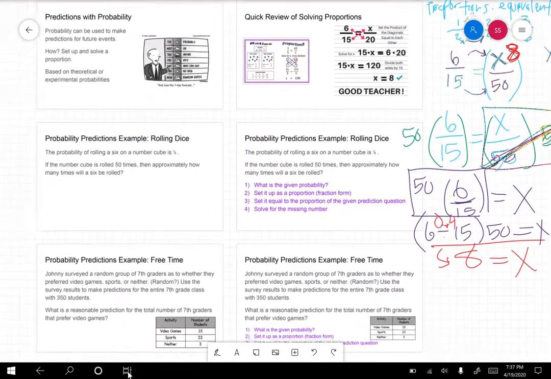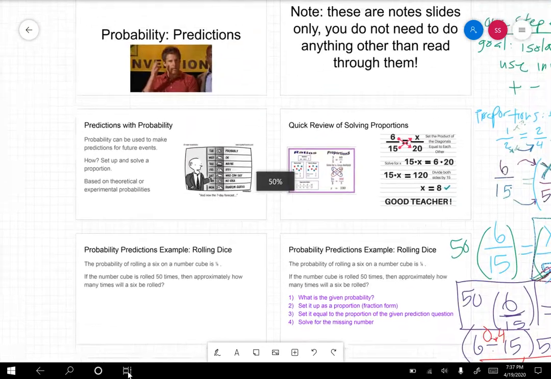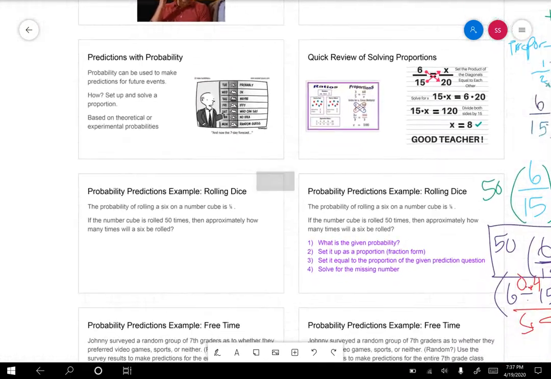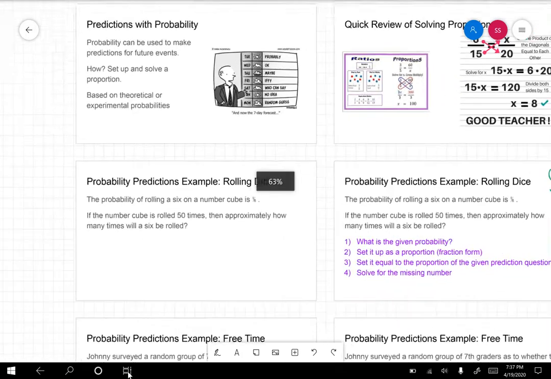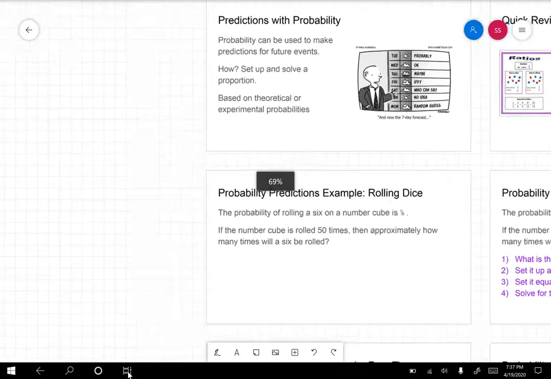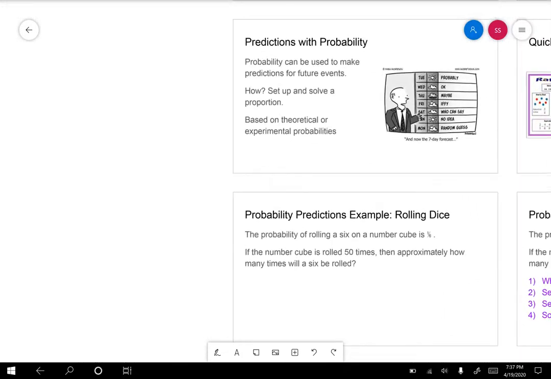solve proportions. Okay, I'm going to go over some examples now with predictions. So again, probability is basically the likelihood of something happening. So what we can do is use probability, either theoretical or experimental probability, to predict the same kind of probability for future events or bigger groups of people, etc. So let's go over some examples.